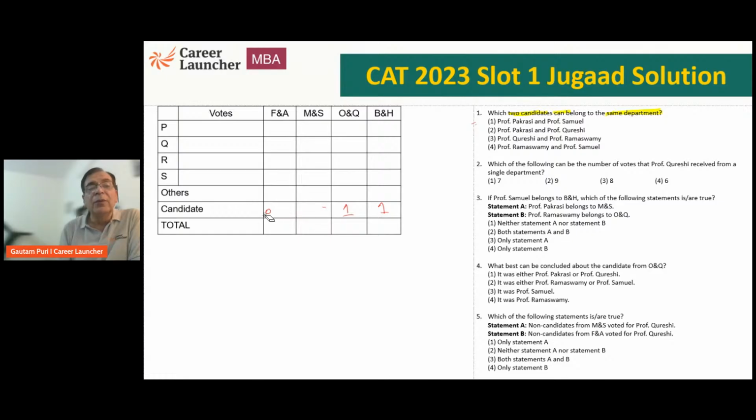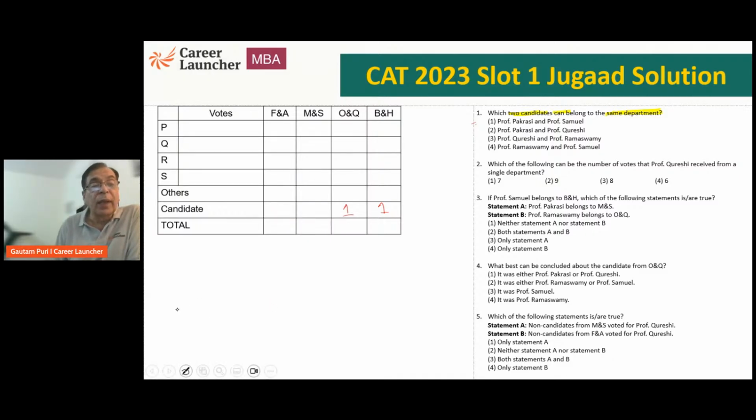That means the 1, 1 case has vanished. It is either 2, 0 or 0, 2. So this question is telling me that particular case is vanished, that one candidate from FNA and one from MNS is not possible. So this is giving me some extra bit of information which I can use. At least one case has been reduced.